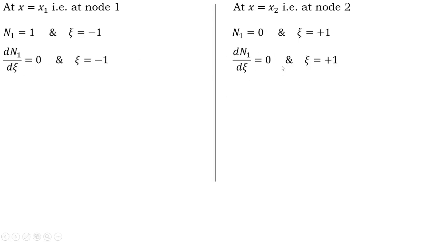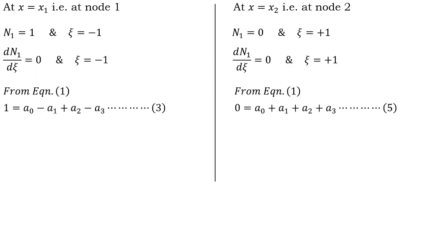So slope at both node number 1 and 2 becomes 0, but at that location the value of zeta I need to substitute. That means at node number 1 the value of zeta is minus 1, and at node number 2 the value of zeta is plus 1. So these are the four conditions we need to substitute in equation number 1, so that we are going to get the four equations. By solving those four equations we can get the four constants. Let us see how we can solve those equations to get the four constants.